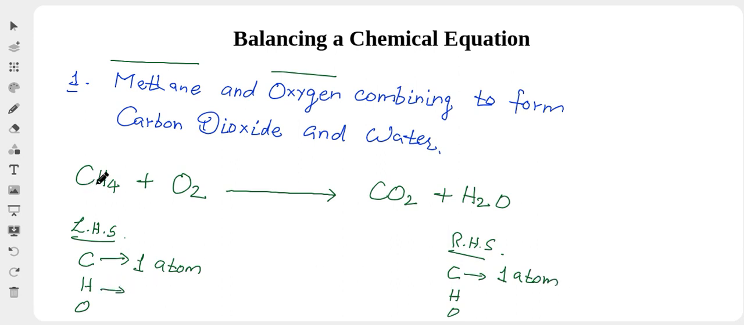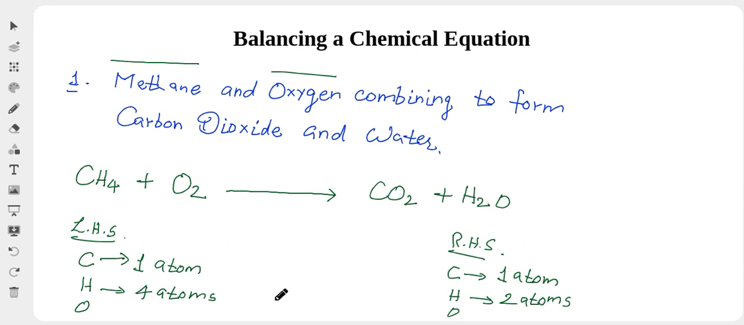So how many hydrogen are here? 4 atoms of hydrogen are here. And how many are here? 2 atoms are here, so I'm going to write 2. Look at this, this is not balanced actually.